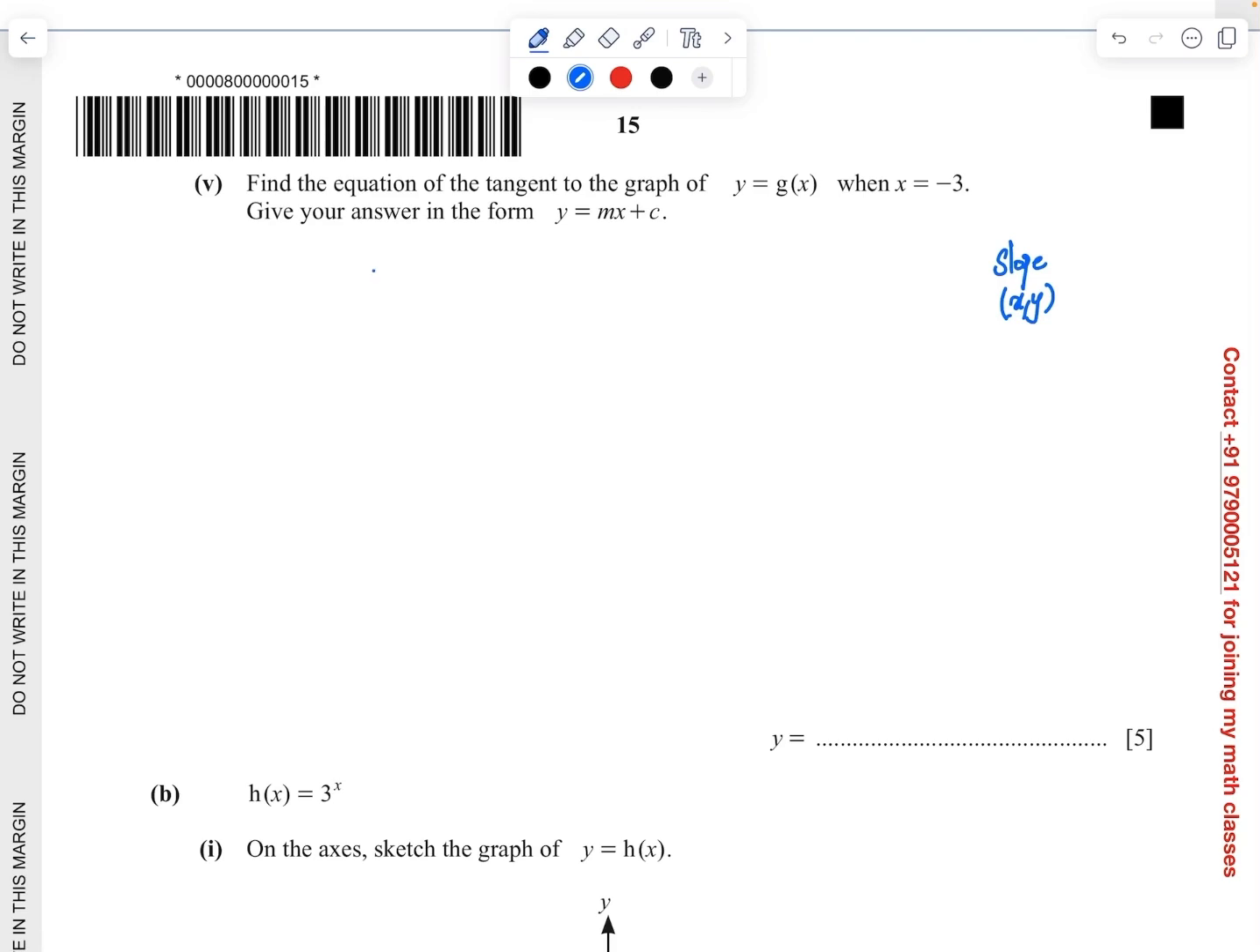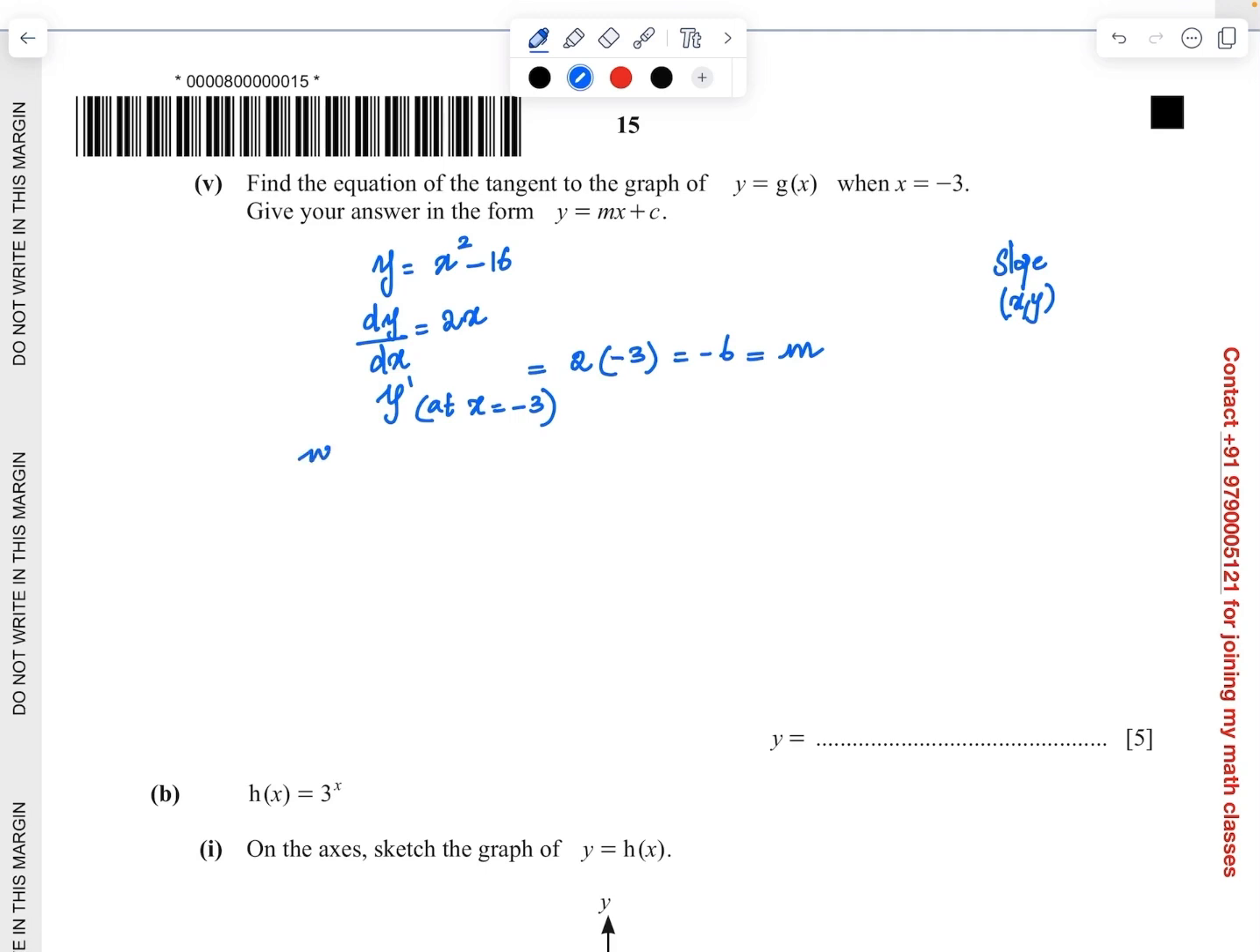To get the slope, we know y is equal to x squared minus 16. So dy by dx, or we can call it y dash, is equal to 2x. Now this y dash we have to figure out at x is equal to minus 3, because this tangent is passing at this point. 2 times minus 3 is equal to minus 6. This becomes the slope of that tangent.